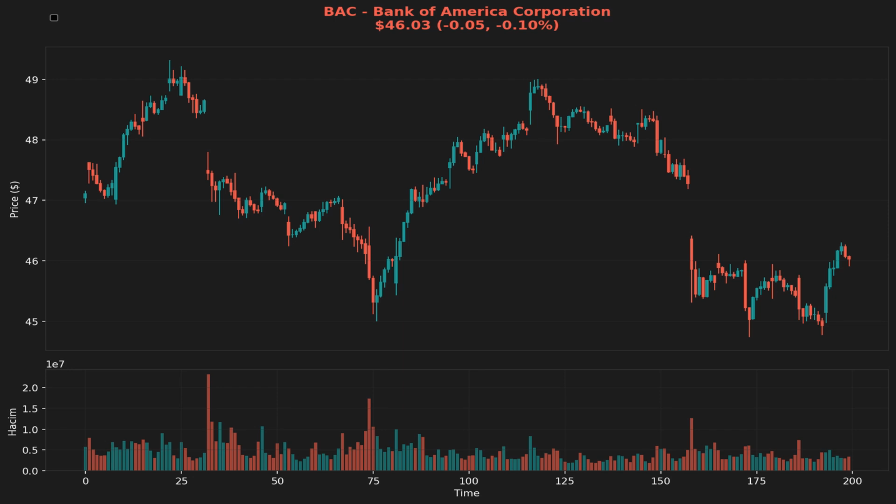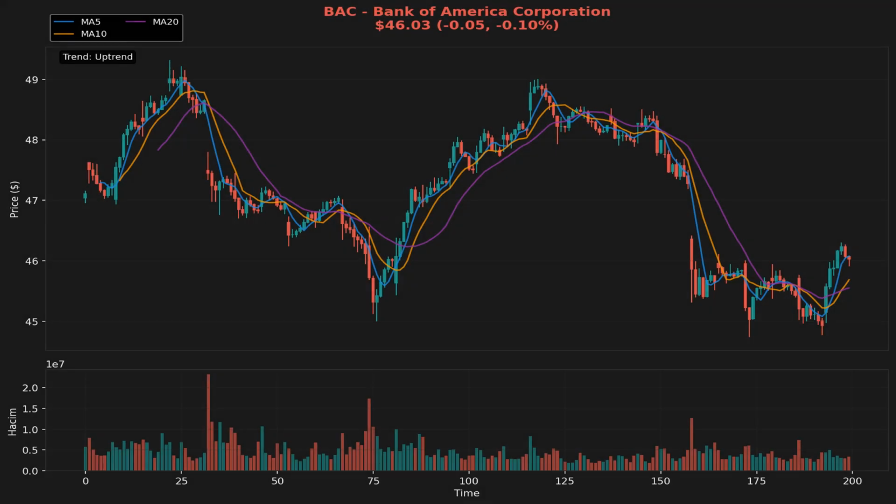Section 2. Moving Averages Analysis. Examining the moving averages for BAC, the current price of $46.03 is situated strategically in relation to the short-term averages. The 5-day moving average is at $46.08, indicating that the stock is trading slightly below this short-term trend line.